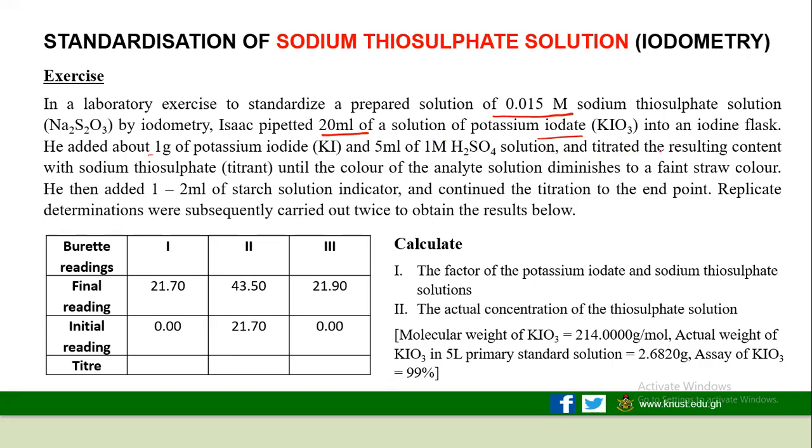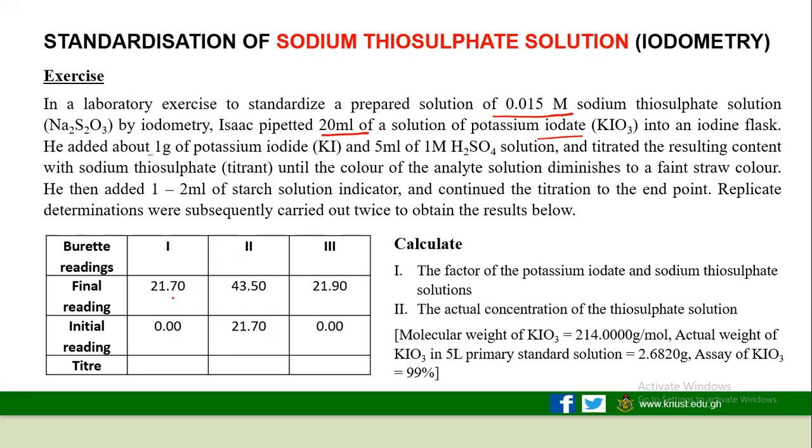Yes. And titrated the resulting content with sodium thiosulfate until the color of the analyte solution diminishes to a faint straw color. He then added 1 to 2 ml of starch solution indicator and continued the titration to the endpoint. Replicate determinations were subsequently carried out twice to obtain the results below. So this is everything, the 3 determinations here.